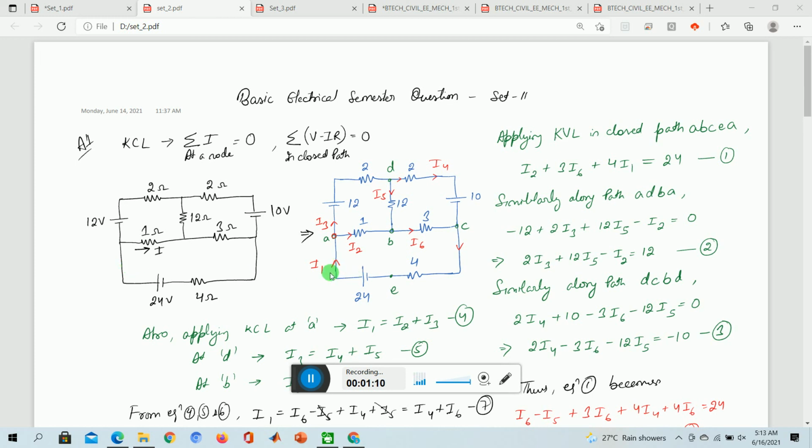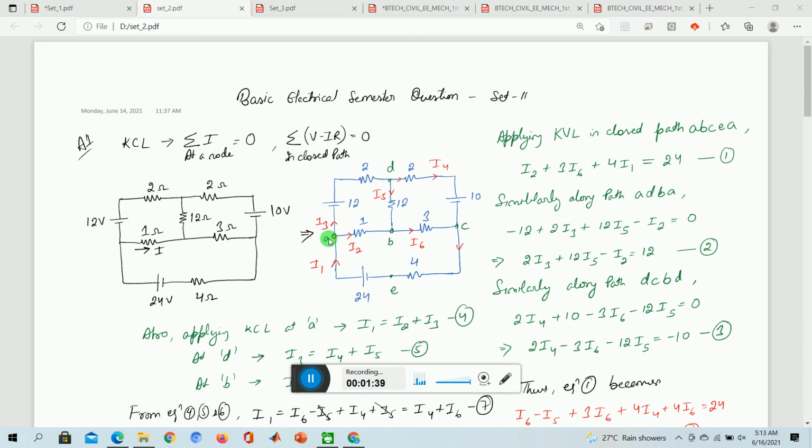So like we started with the current I1, it splits into I2 and I3. This I3 will be the same till this node. After that it will again split between I4 and I5. Here I2 and I5 add up to I6, and now I6 and I4 add up to I1 over here. In this way, the complex circuit is ready. So now you have to solve it one by one.